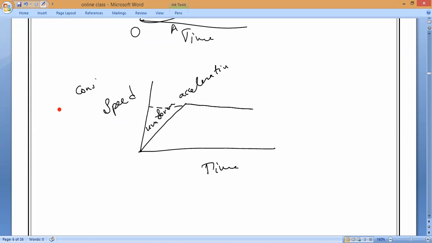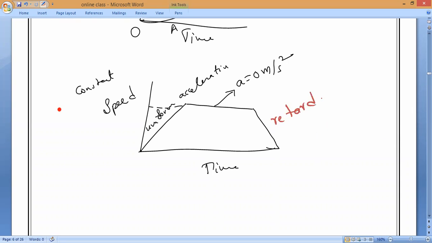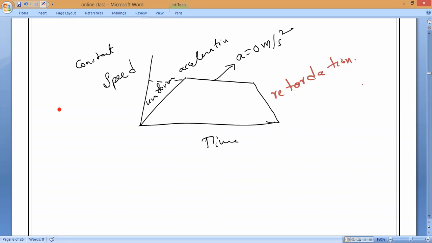Now, if the graph is like this, then what is this called? Constant speed or uniform speed. So in this case, the acceleration will become 0 meter per second square. Still the body is moving at constant speed. Now, from that point, it decreases. What do you mean by that, guys? Retardation, or we can say decreasing acceleration. Any doubt? Anybody can speak.